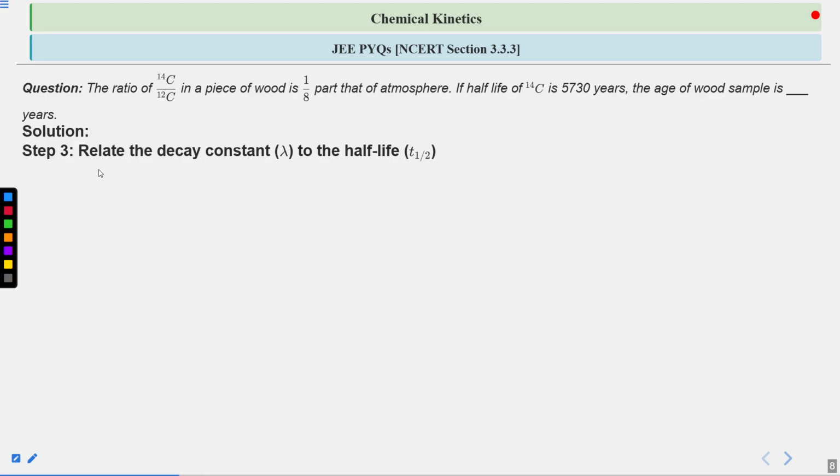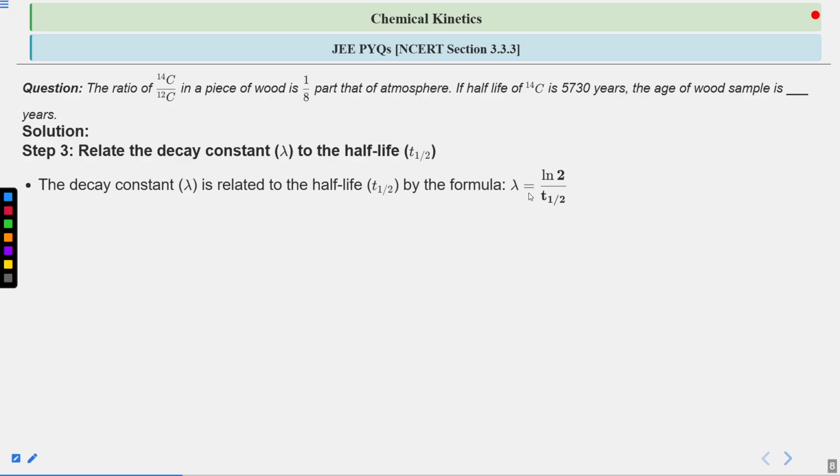So next we will do step 3, which is relating the decay constant lambda to the half-life t half, because remember we have to find out the age of the wood sample in years. The decay constant lambda is related to half-life by the formula lambda equals ln2 by t half, right? So basically we are studying the radioactive decay process, so we are following first order kinetics, in which the decay constant or rate constant is given as ln2 by t half. T half represents the half-life.